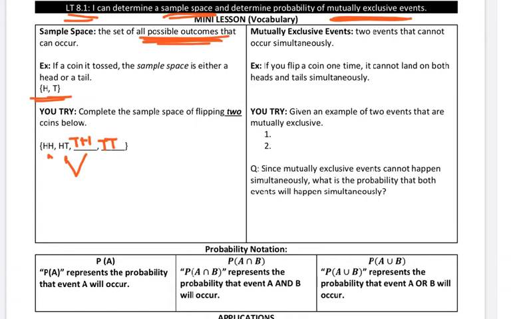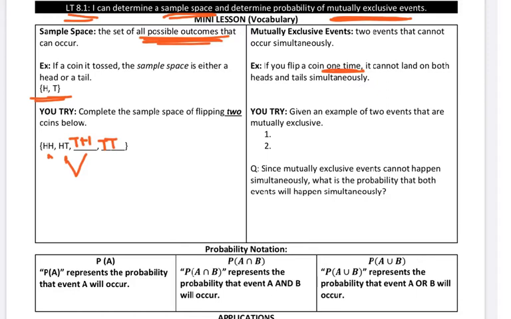Now if we're talking about mutually exclusive events, that is essentially two things that cannot occur simultaneously. For example, if you flip a coin only once, there's no way that you could have a heads and a tails at the same time. It has to be only one or the other.